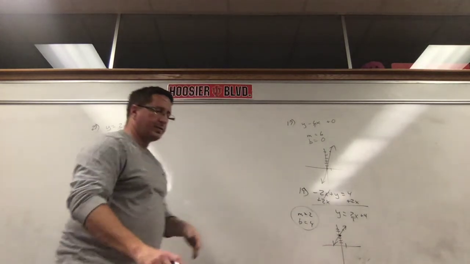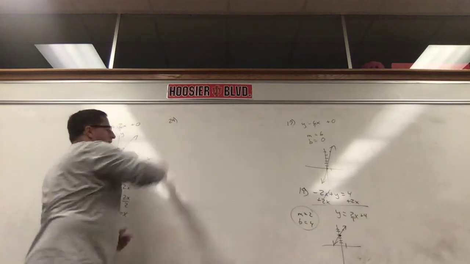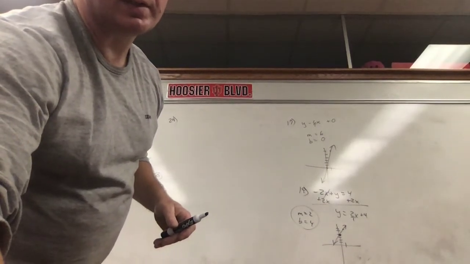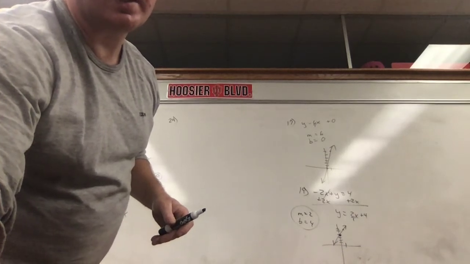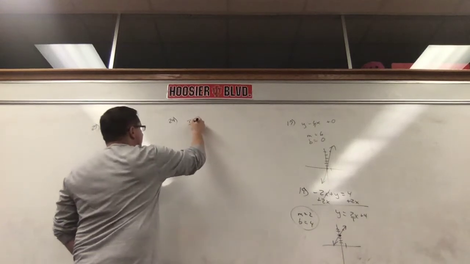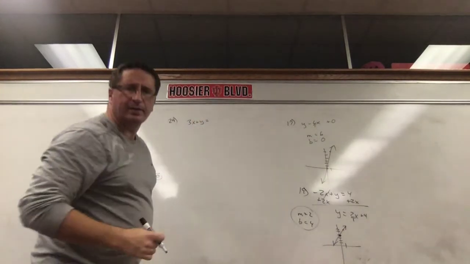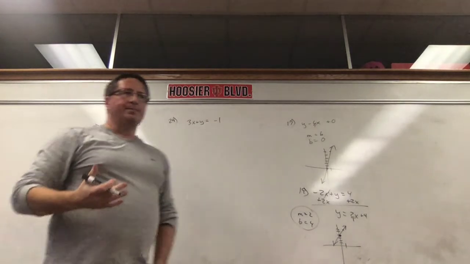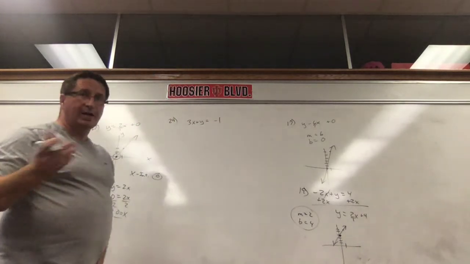Okay, 2 more. I think 2 more. Doesn't it go to 32? Yes, it does. So 29. Where's 29 at? 28, 29. 3x plus y equals -1. Okay, so we're not ready to graph this one. Y is not by itself. So get it by itself.